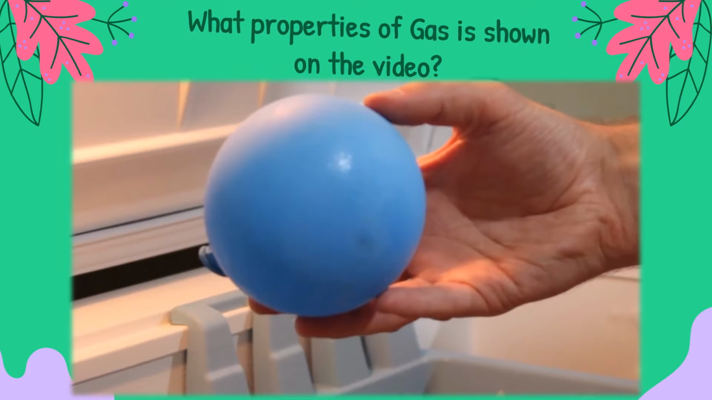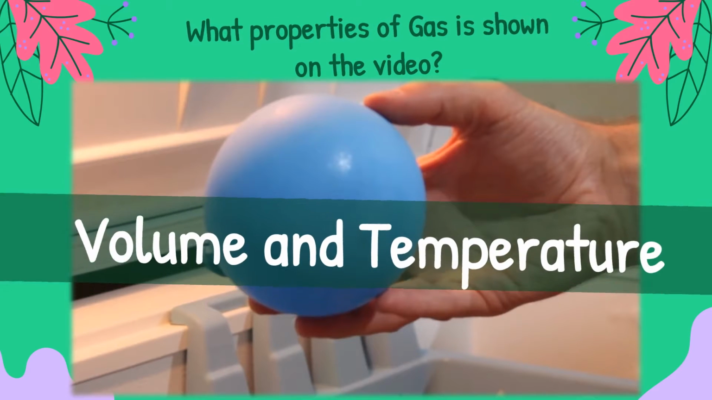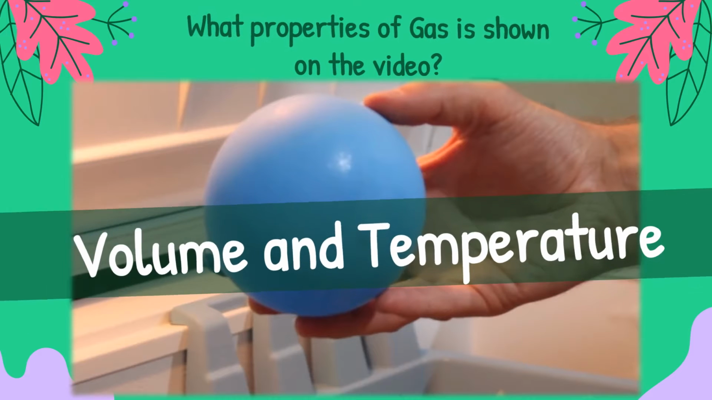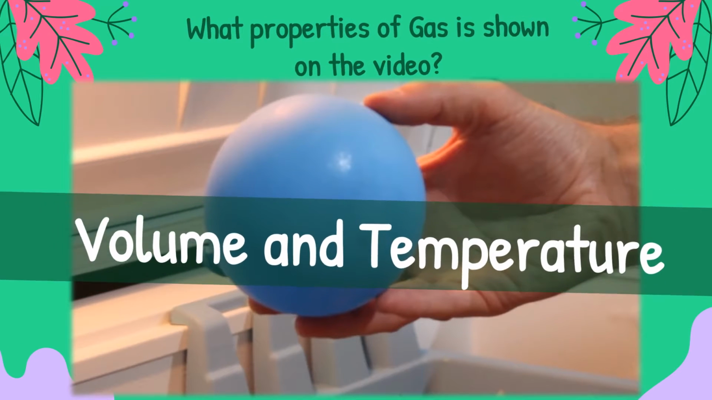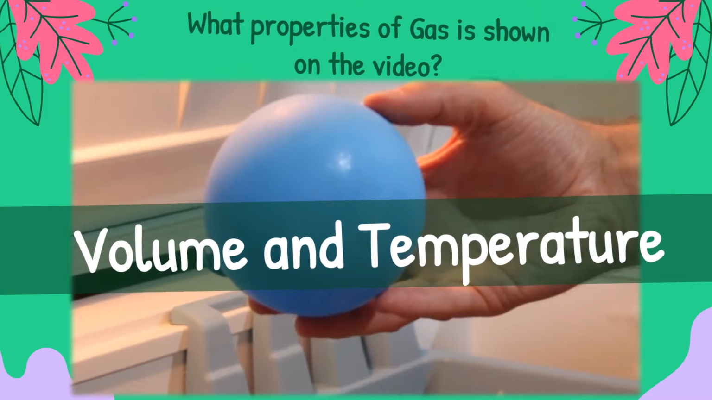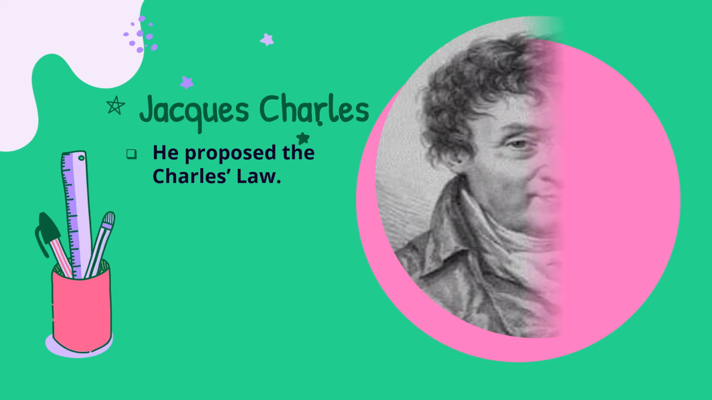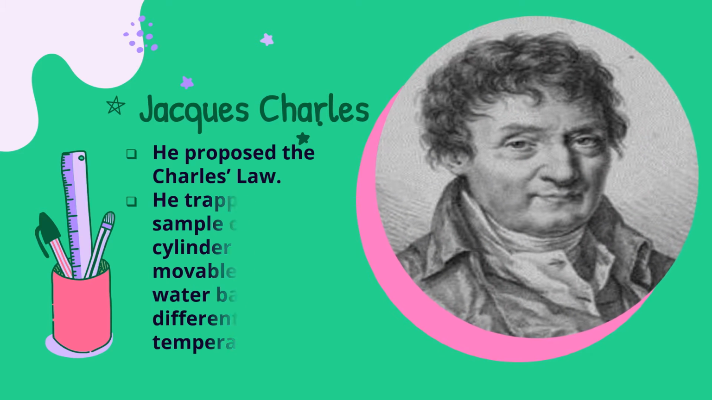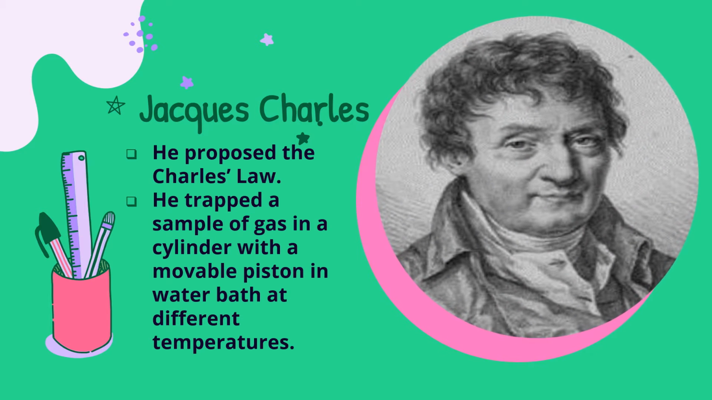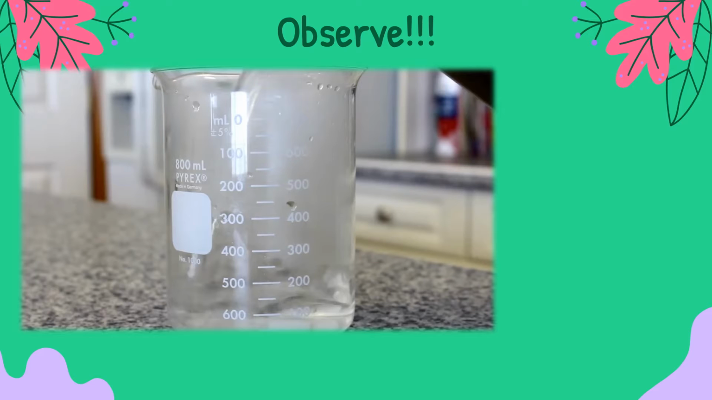This experiment shows the relationship of volume and temperature. As the volume changes, there is also a change in the temperature. This gas law was proposed by Jacques Charles, who placed a sample of gas in a cylinder with a movable piston in a water bath at different temperatures. Now, to discuss Charles' law, let's have another look at the experiment to describe the properties of gases.